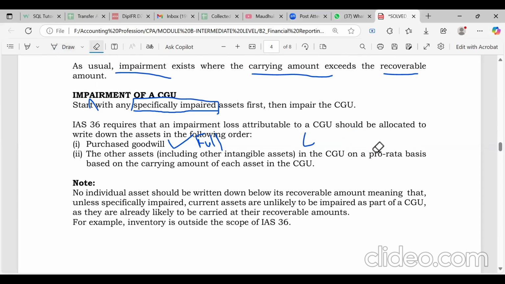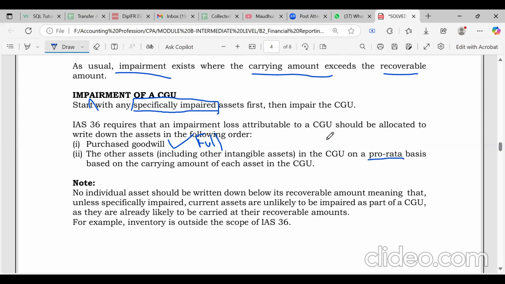And then going on, we are told that the other assets, including other intangible assets, are impaired on a pro rata basis. On this pro rata basis, we mean you actually allocate the impairment based on their value. The asset with a higher value will get the higher impairment. One with the lower value gets the lower impairment.